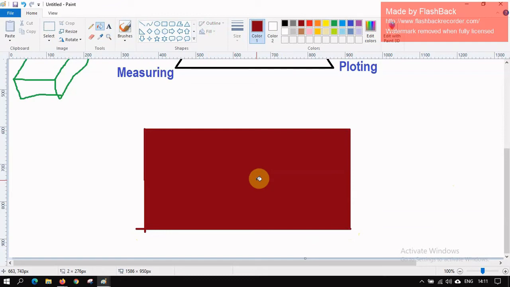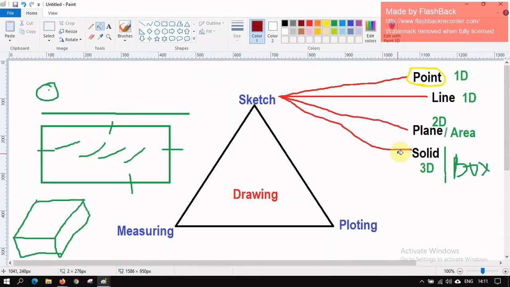Okay. Now you may ask me, sir, why is it very important for us to know about the design, the plotting? Now, why is it very important? Now you know how to sketch, you know what to sketch.